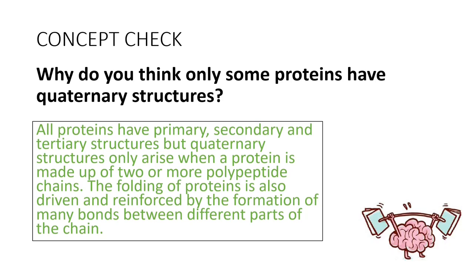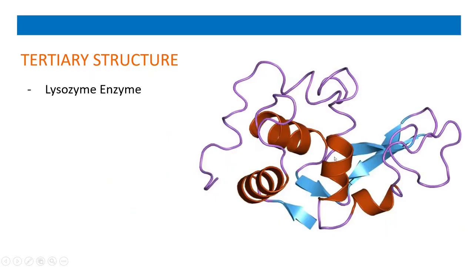However, there are some proteins that in order to become functional, two or more of these polypeptides need to attach together, need to be arranged together so that it becomes functional. So the folding of protein is also driven and reinforced by the formation of many bonds between different parts of the chain and also different polypeptides producing the quaternary structure. So here are some examples.